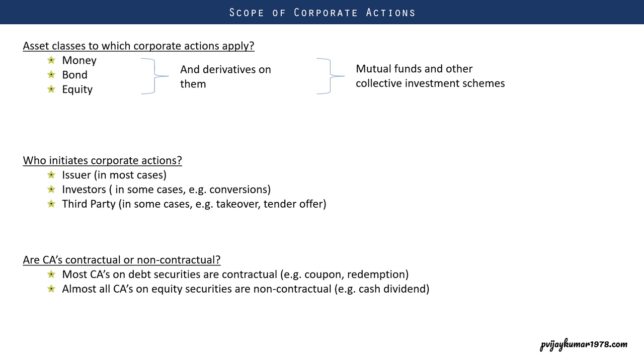Are corporate actions contractual or non-contractual? Most corporate actions on debt securities are contractual. Example, coupon, redemptions, etc. Almost all corporate actions on equity securities are non-contractual. Example, cash dividends, bonus, etc.